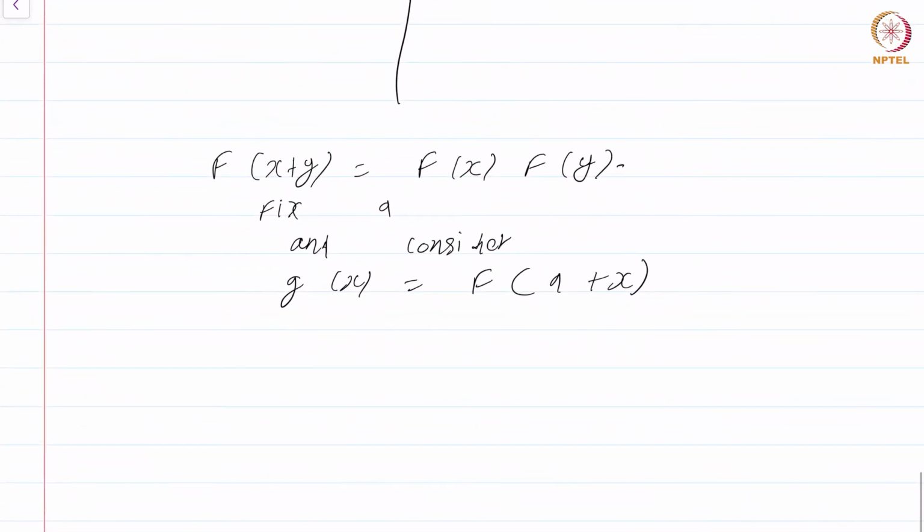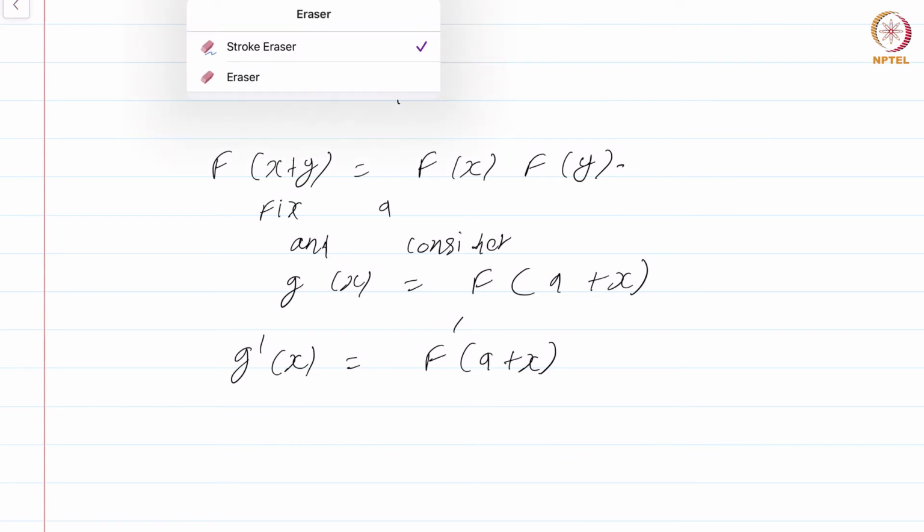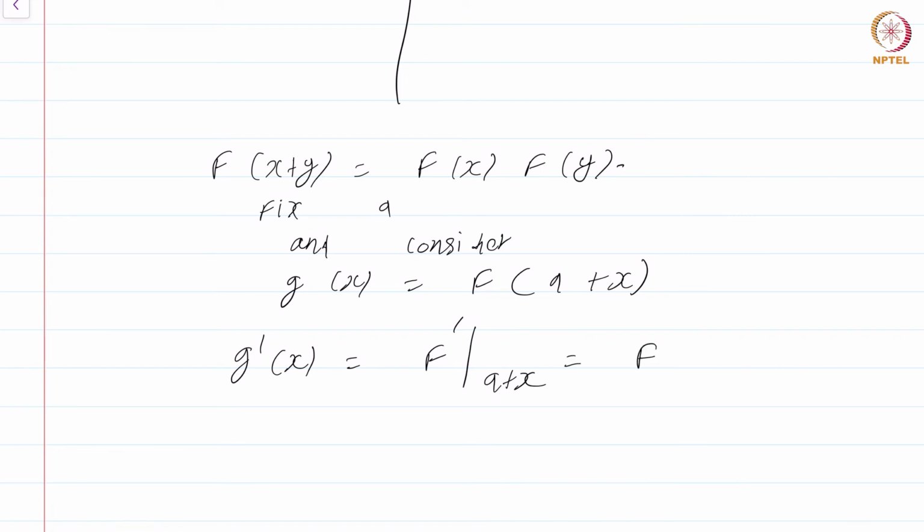Now differentiate. g prime of x would be just f prime at a plus x times the derivative of what is inside by chain rule, but the derivative of what is inside is just 1. So g prime of x is just f prime of a plus x. Again, for clarity, let me just write f prime evaluated at a plus x, which is just f of a plus x, which is equal to g of x.